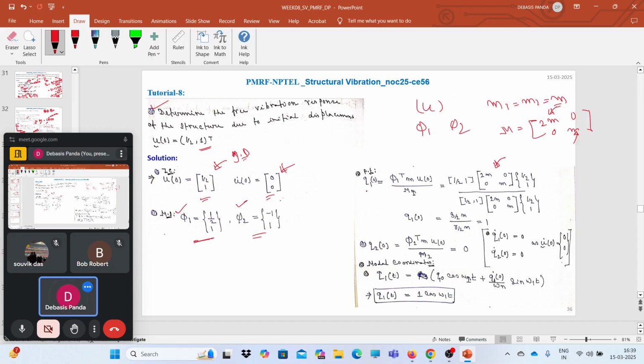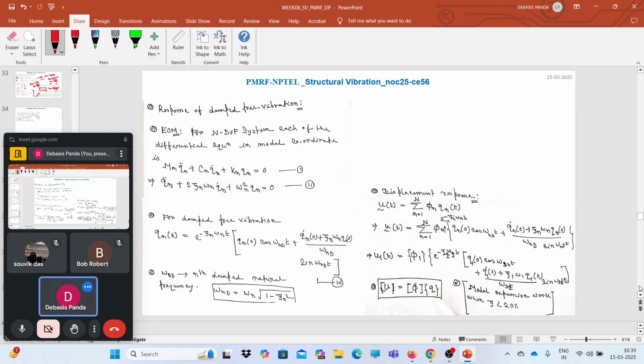So what do we need to first provide? We need to first calculate the participation factor q1 of 0. Again the same formula: phi 1 transpose m u0 divided by the first component of the mass normalized matrix, and similarly q2. Once we have these two, we can easily find q1 of t using this equation, q0 cos omega 1 t plus q dot 0 by omega n sin omega n t. So q1 of t will become 1 cos omega n t. So this kind of question may come. Okay.